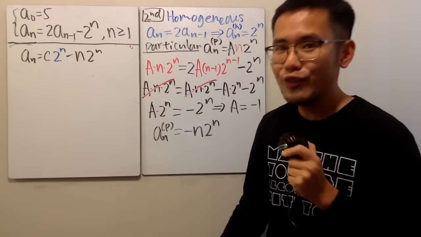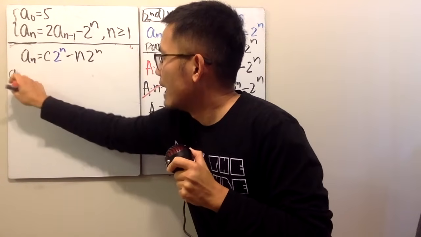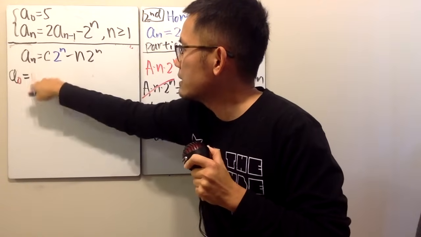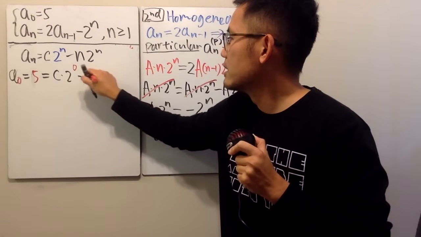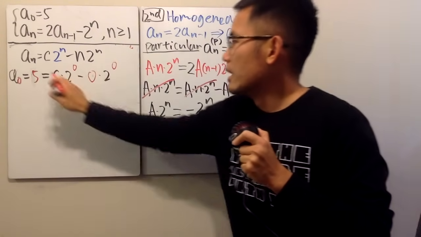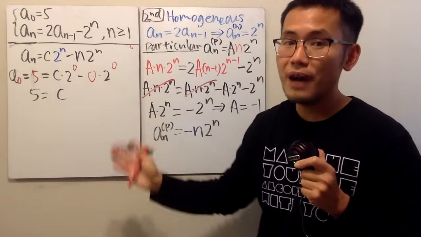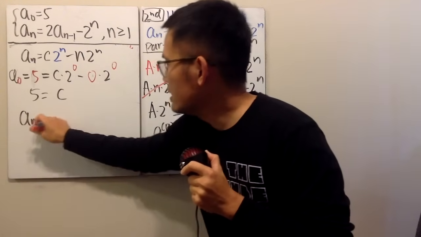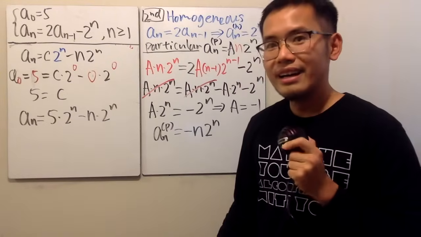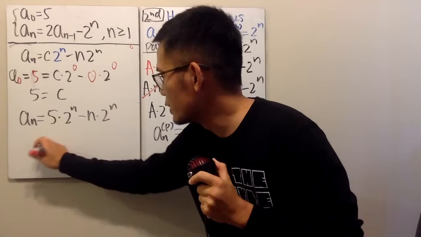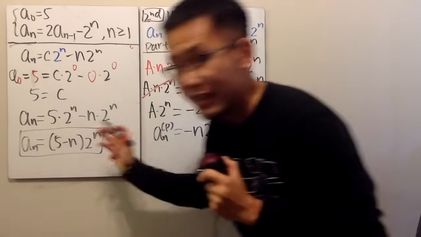But how can we find out what c is? Of course, as always, use the initial condition. A0 is equal to 5. So A0 equals 5. That will tell us, well, c times 2 to the 0th power minus 0 times 2 to the 0th power. On the left-hand side, we just have 5. This is just c minus 0, so c is equal to 5. So, final answer, a sub n is equal to 5 times 2 to the n minus n times 2 to the n. Yes, this is the same as what we got earlier, because we can write this as 5 minus n times 2 to the nth power for our final answer, like that, right?